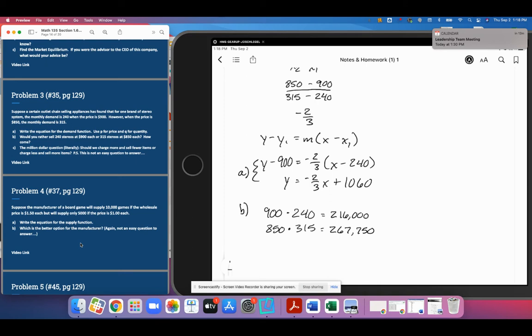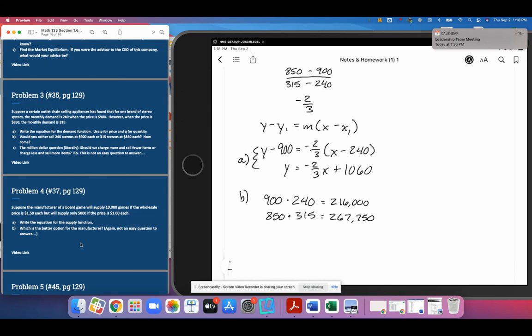So for part B, would I sell 240 at 900 or 315 at 850? The answer is very clear that I would sell 315 at the reduced price of 850 each, because I would make more money.